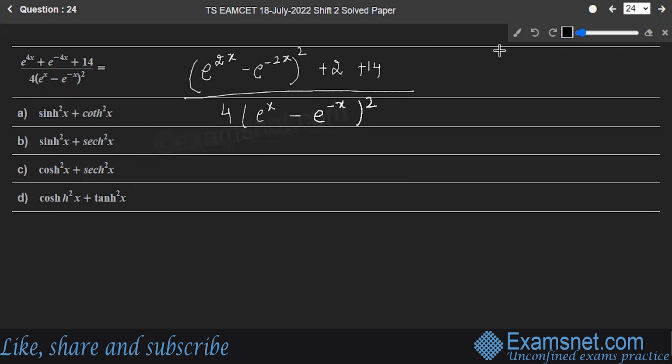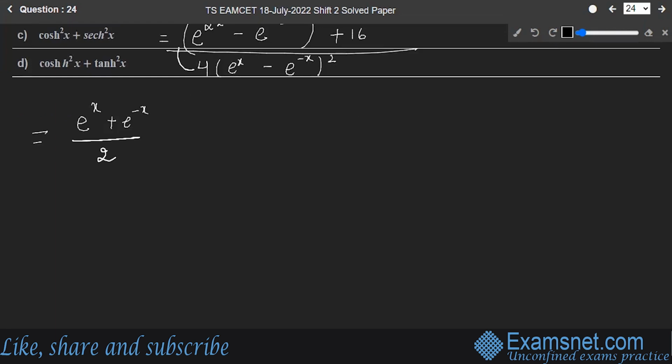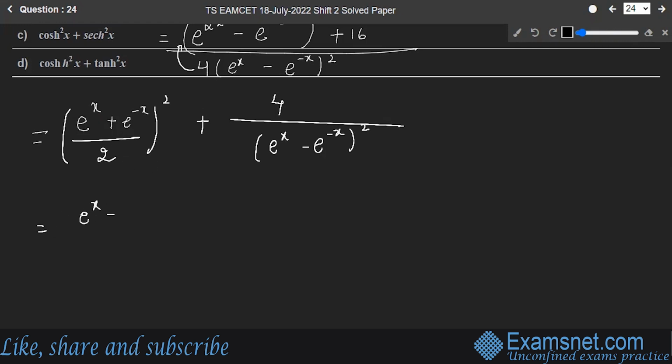Now, I'll split it up. This is actually equal to 16. Let's write it. (E raised to power 2x plus e raised to power minus 2x) whole square plus 16 divided by 4 (e raised to power x minus e raised to power minus x) whole square. Splitting up, you can write it as (e raised to power x plus e raised to power minus x) upon 2, whole square. I'm connecting this 4 with one of this. So square plus 4 upon (e raised to power x minus e raised to power minus x) whole square. Okay. Now I will not touch this one. This will remain same, upon 2 square.